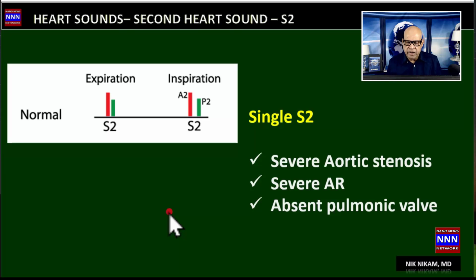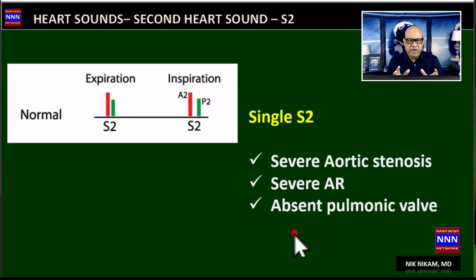There are conditions where we can get a single second heart sound. Obviously, if you have critical aortic stenosis, where the leaflets are barely moving, your valve area is like 0.5 centimeter per meter square body surface area, you may not hear the aortic second sound, and you may hear like a single sound. Or if you have severe aortic regurgitation where the second sound is muffled, you may not be able to hear the splitting of the second heart sound. And of course, congenital pulmonic valve absence can lead to the absence of the pulmonic component.